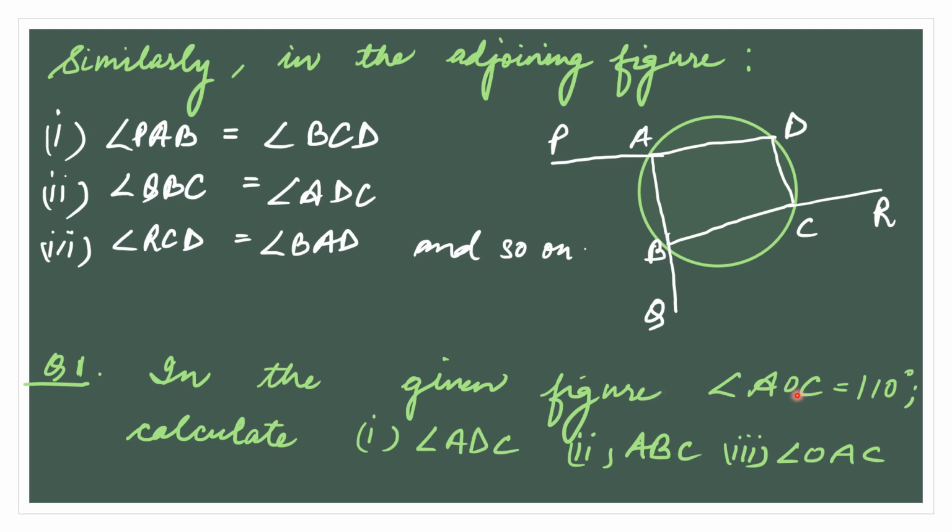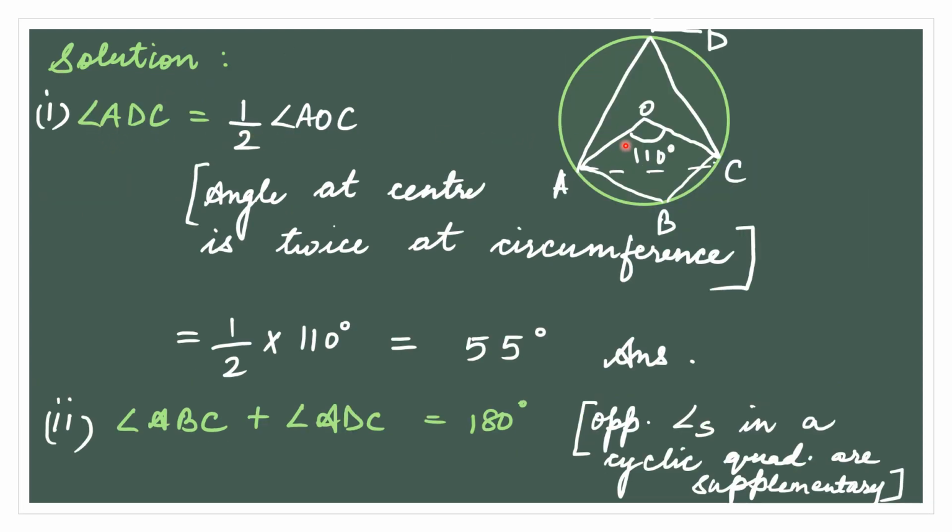In the given figure, angle AOC is equal to 110 degree. We'll take up the question, children. Calculate angle ADC, ABC and angle OAC. The solution, children: angle ADC is the point on the circumference, angle formed on the circumference by the same arc or the same segment. So it is half of angle AOC, which is given as 110. So it will be equal to 55 degree.